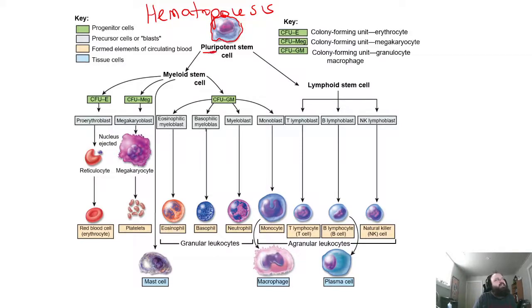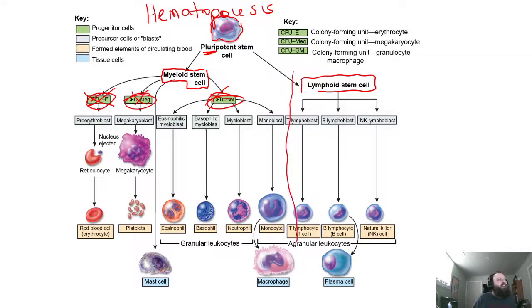Pluri means it can give rise to everything. There are two different daughters of the pluripotent stem cell. One is called the myeloid stem cell, and one is called the lymphoid stem cell. Now there's some additional information here in green that you don't really need to worry about for this course, but I want you to appreciate that the lymphoid stem cells give rise to a very specific population of cells. These are the T cells, the B cells, and the natural killer cells.